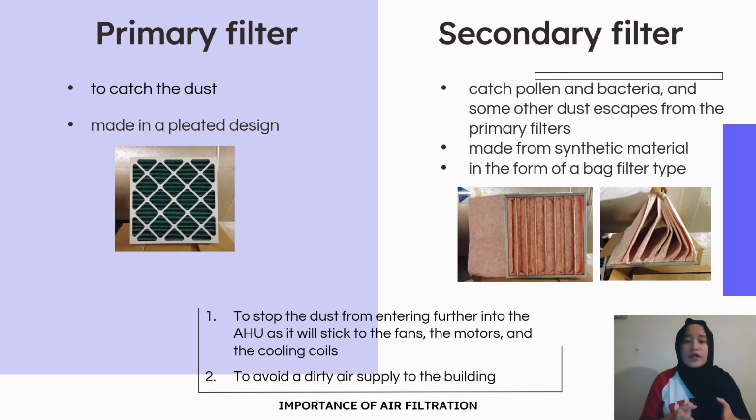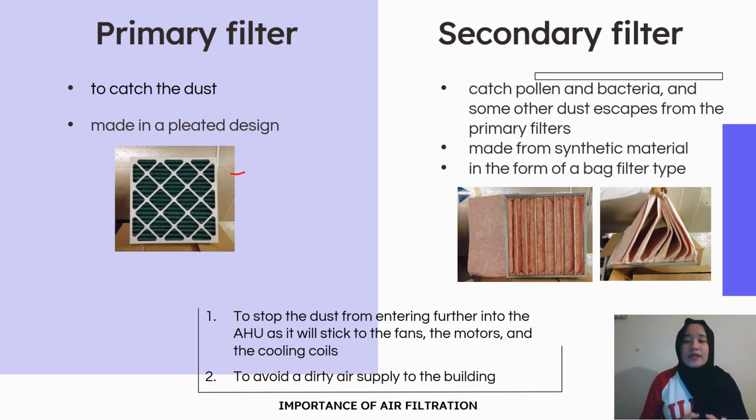Now I will further explain the primary filter and secondary filter. First, let's start with the primary filter. The primary filter can be called a panel filter and works to catch dust. It is made in a pleated design, which increases the surface area and allows it to catch much more dust and last a bit longer. It can catch dust particles down to 4 to 5 microns, but can't catch anything less than 1 or 2 microns. So here is an example of a primary filter or panel filter.